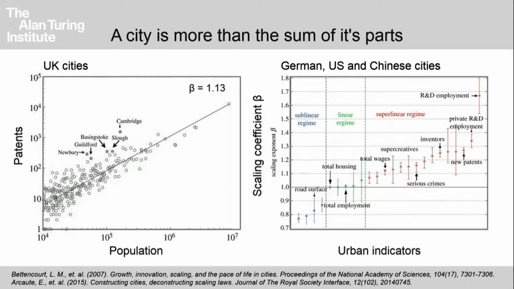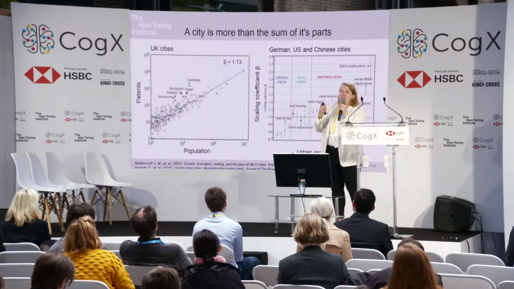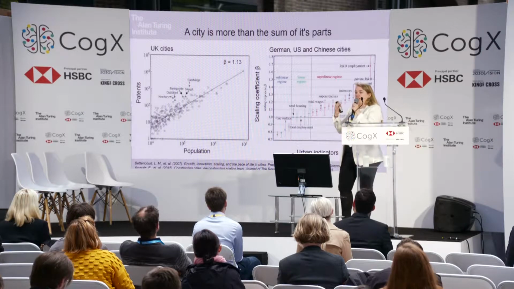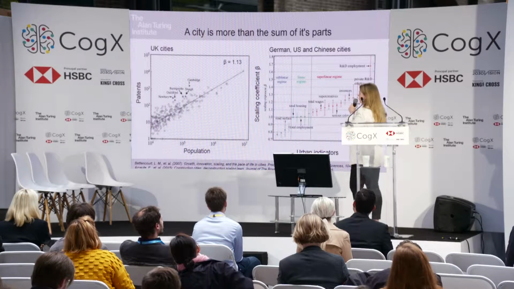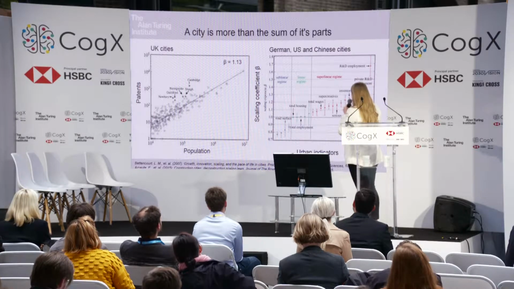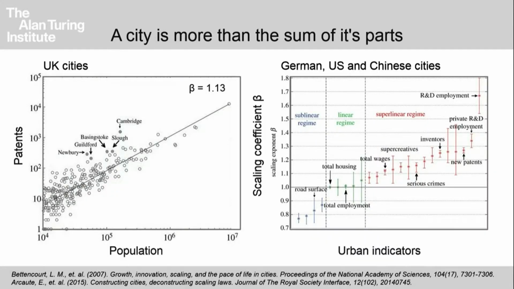This superlinear behavior is actually present across a large number of economic indicators, suggesting that there's something about cities that is very powerful in driving interactions that are at the foundation of economic productivity. On the right-hand side here we see a couple of those other economic indicators that scale superlinearly with size.